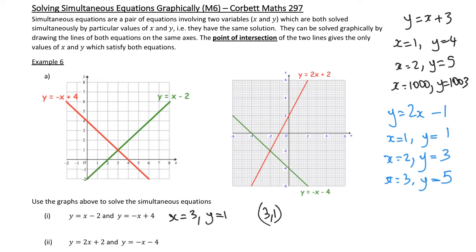In part 2, we're trying to solve y equals 2x plus 2 and y equals minus x minus 4. And again, they've been drawn for us. If we look to see where the point of intersection is, so the point where the two lines meet, we can see that's minus 2, minus 2. So the solutions are x equals minus 2 and y equals minus 2. And again, as a coordinate, we could write that as minus 2, minus 2.